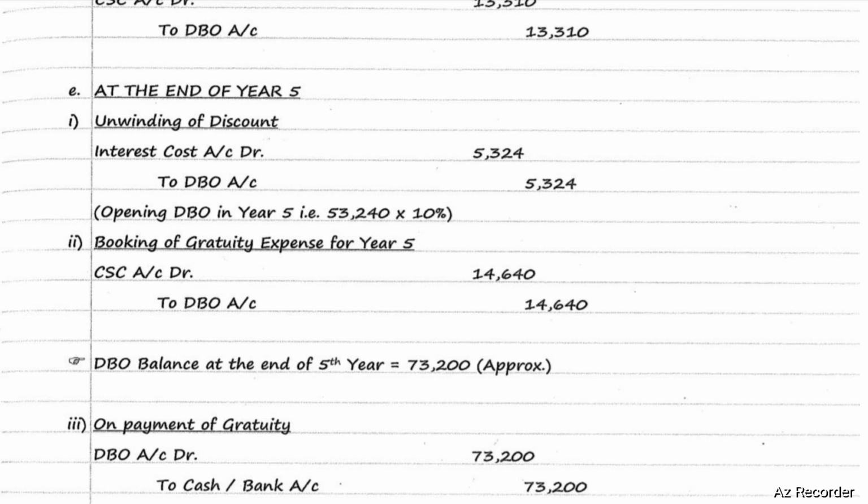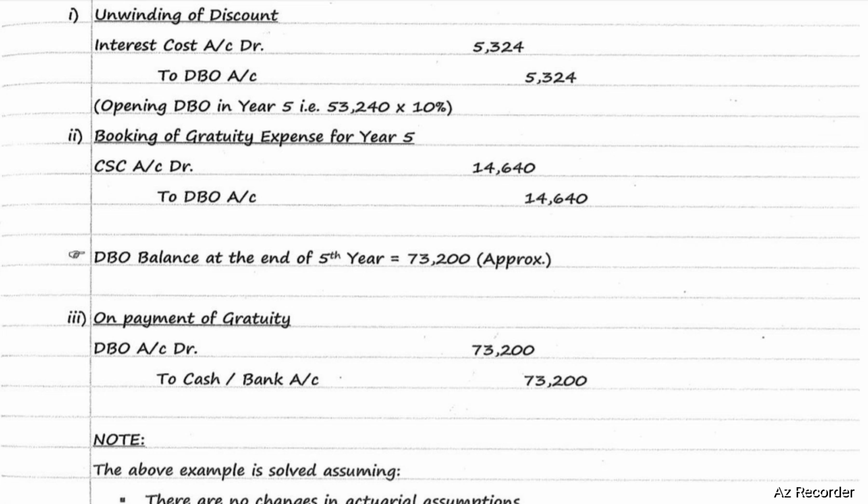Booking of gratuity expense for year 5. Current service cost account debit to defined benefit obligation account 14,640. Next, defined benefit obligation balance as at the end of 5th year. The defined benefit obligation balance will be 73,200 approximately. On payment of gratuity, the entry will be defined benefit obligation account debit to cash or bank 73,200.